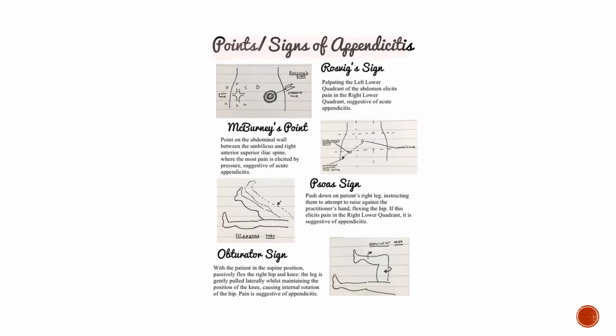This is a good graphic of signs of appendicitis using the different signs and advanced assessment techniques. Rovsing sign, McBurney's point, psoas sign, the obturator sign.